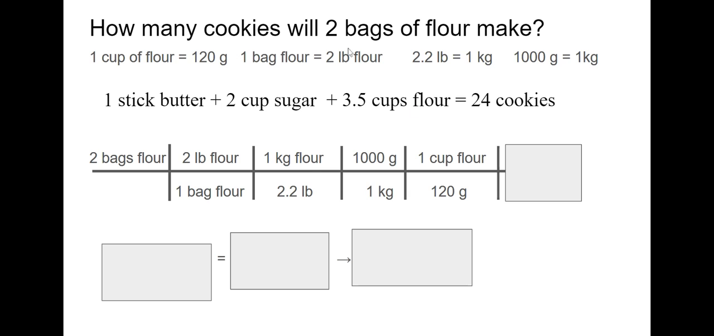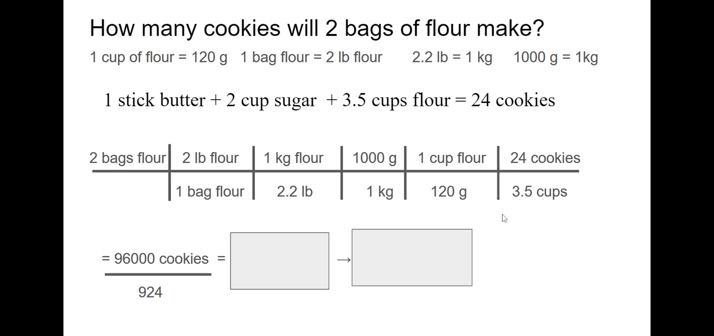And then now I'm in the unit that the equation calls for, cups of flour, and then I can use the ratio from the equation: 3.5 cups of flour for every 24 cookies. And then I'm going to multiply all these numbers. 2 times 1 times 1,000 is 4,000, times 24 is 96,000. And then 2.2 times 120 times 3.5 is 924. Then I'm going to divide, and I'm going to get 103.